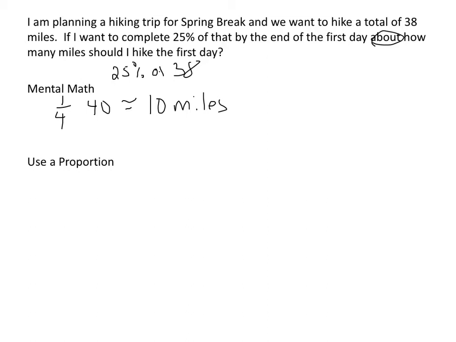Otherwise, another way you can do it is using a proportion. It's kind of like we were doing before when we were making predictions. So 1 out of 4 needs to be the same as what out of 40. So we could say times 10, times 10, and we would have 10 out of 40. So it would be about 10 miles.